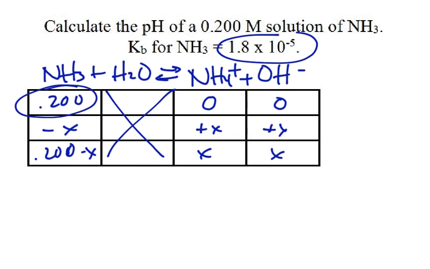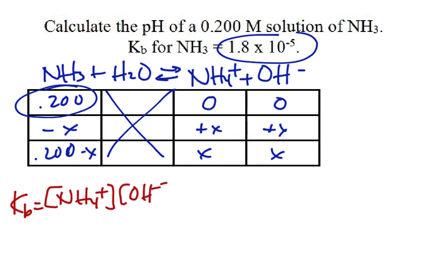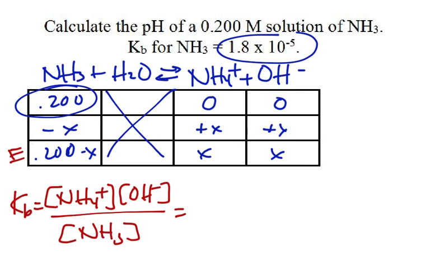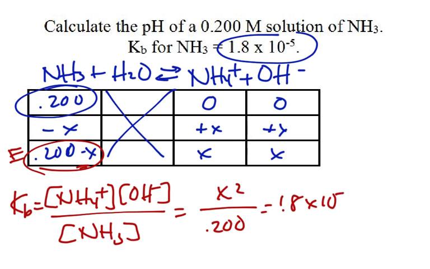Comparing this number with this number, we see, okay, x is small enough to ignore. So we're going to work down here at the bottom, and we're going to say this time our Kb is equal to the concentration of NH4 plus times the concentration of OH minus over the concentration of NH3, and substituting in our equilibrium values, we can see we're going to have x squared over 0.200, which officially is 0.200 minus x, but we're assuming the x is small enough to ignore, equals 1.8 times 10 to the negative 5. So, by multiplying, we see x squared equals 3.6 times 10 to the negative 6.